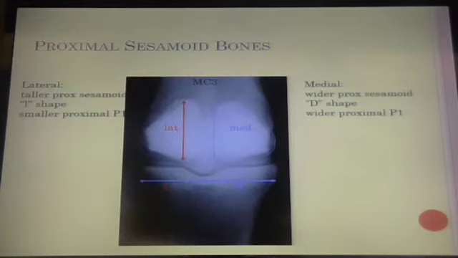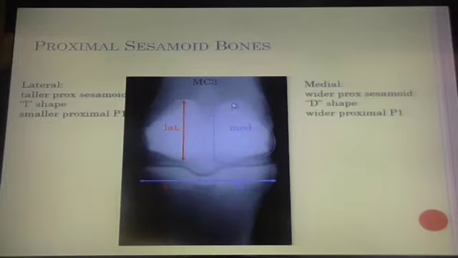Proximal sesamoid bones. I talked a little bit about this on Monday. Radiographically, you can tell the difference. Sometimes it's different between the front leg and the hind leg, and the appearance of the abaxial surface of the proximal sesamoid bones. So the lateral one appeared to be taller. Just remember one, and then the other one, of course, is just the opposite.